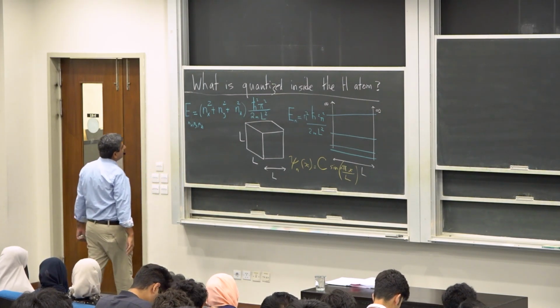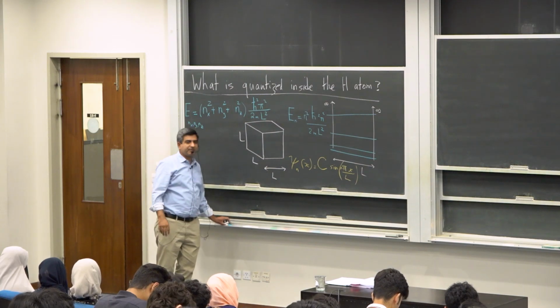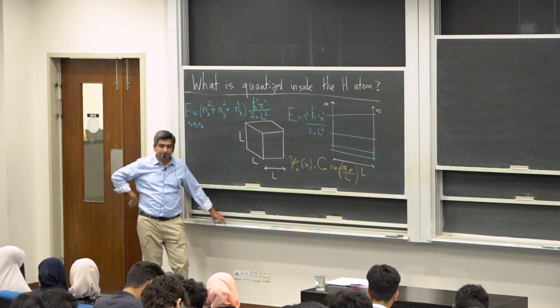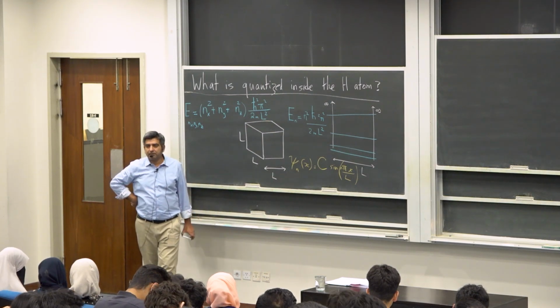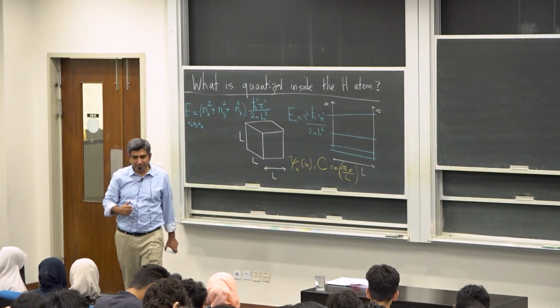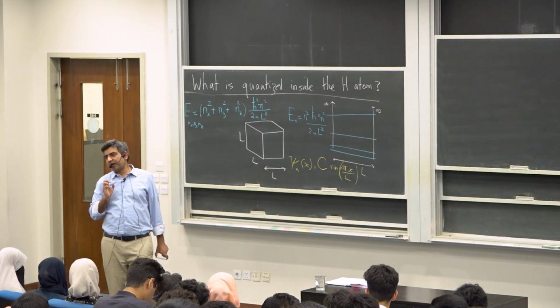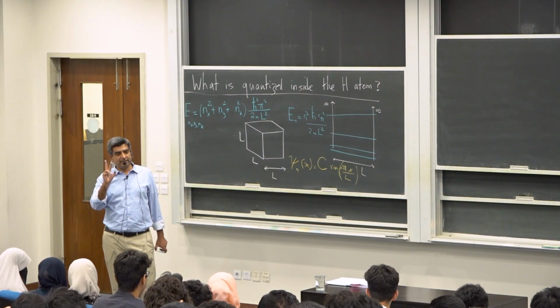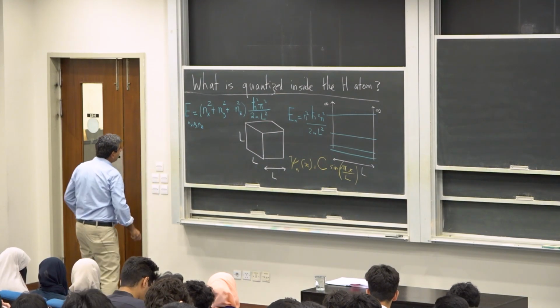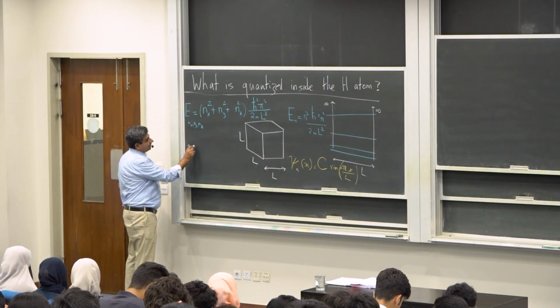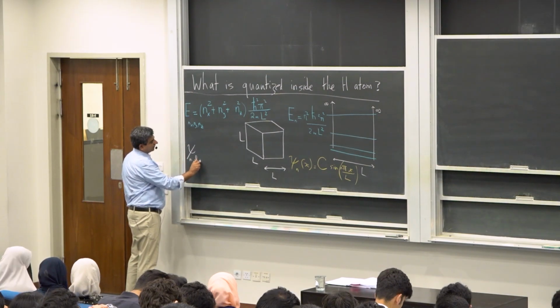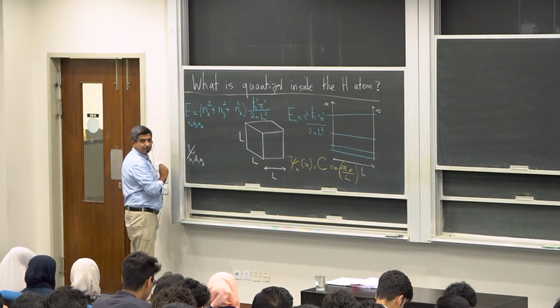Now for a hydrogen atom, how many quantum numbers do we get for the wave functions? How many quantum numbers do we have? Three, which are n, l, and ml. So a wave function for hydrogen is identified by three quantum numbers, n, l, and ml.